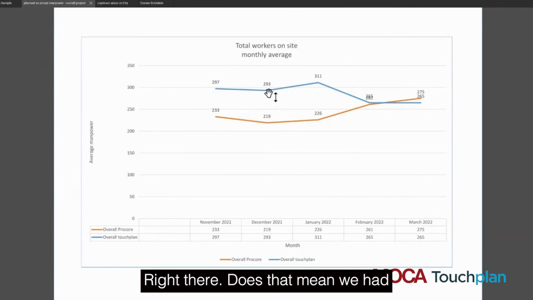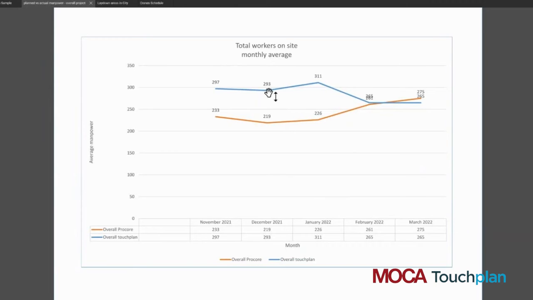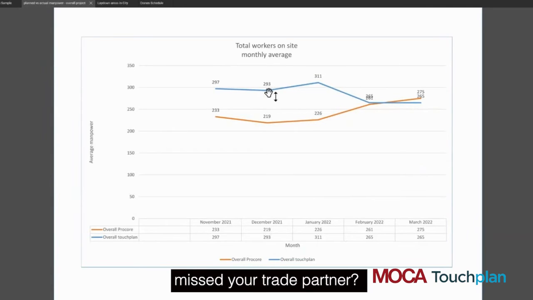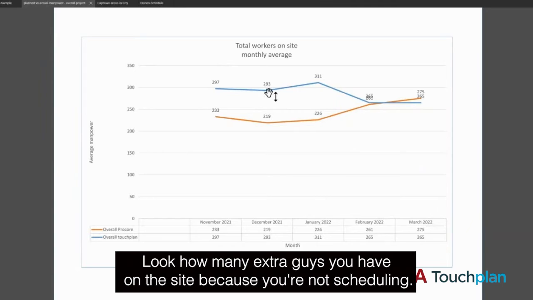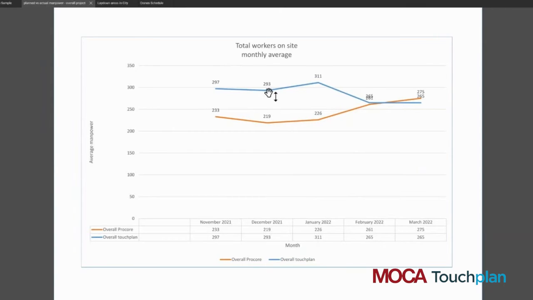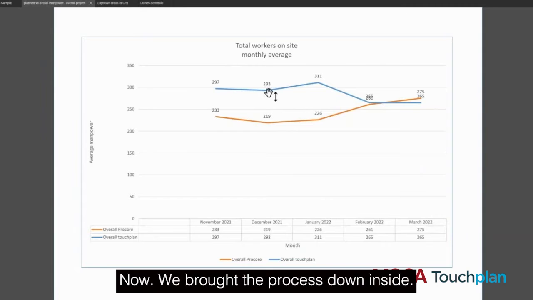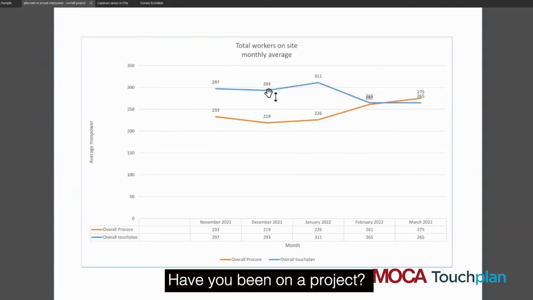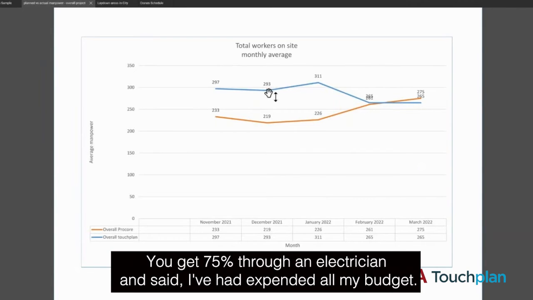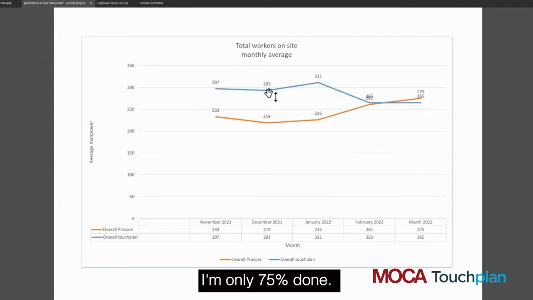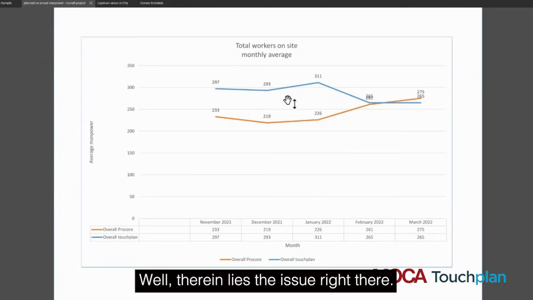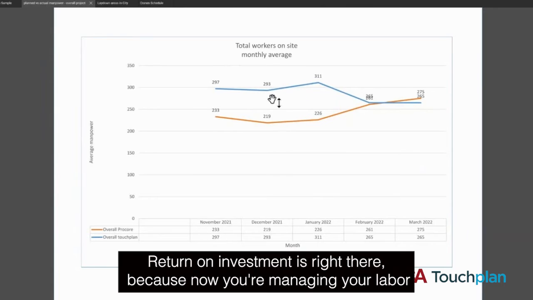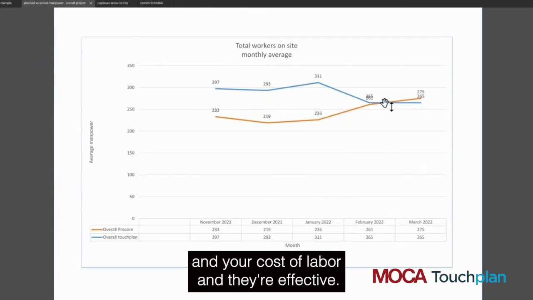Right there. Does that mean we had to say, Mr. Trade Partner, look how many extra guys you have on the site because you're not scheduling? Now we brought the process down, and it's like, if you've been on a project, you get 75% through, and the electrician comes in and says, I've expended all my budget. I'm only 75% done. Well, therein lies the issue right there. Return on investment is right there, because now you're managing your labor and your costs of labor, and they're effective.